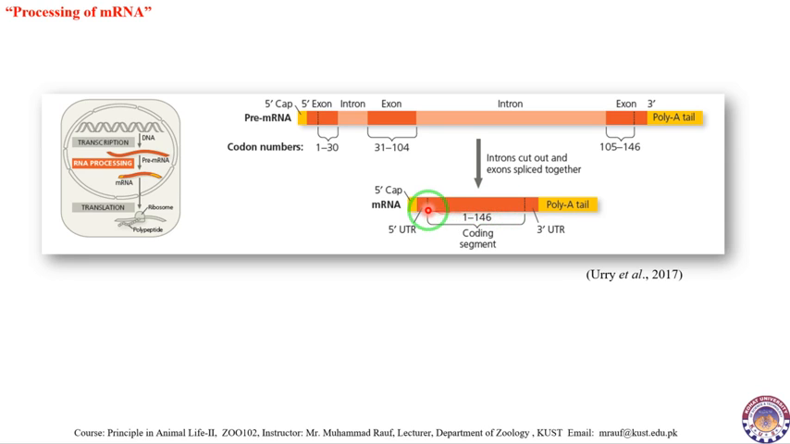each other. So this is the actual area which represents the information for the synthesis of a polypeptide chain, and this area is the 5' UTR, this is the 3' UTR. You already know their function, they will not be translated. The area only in the red shade will be translated.